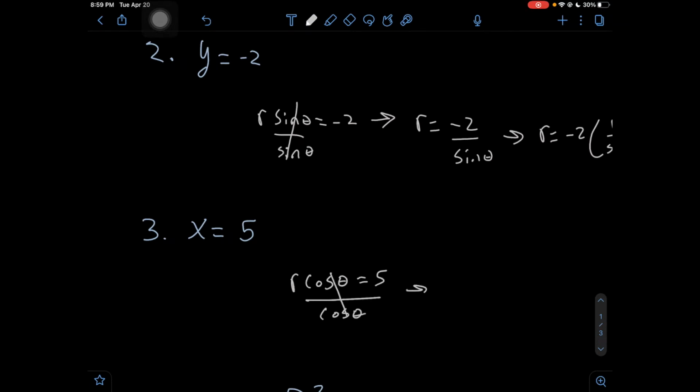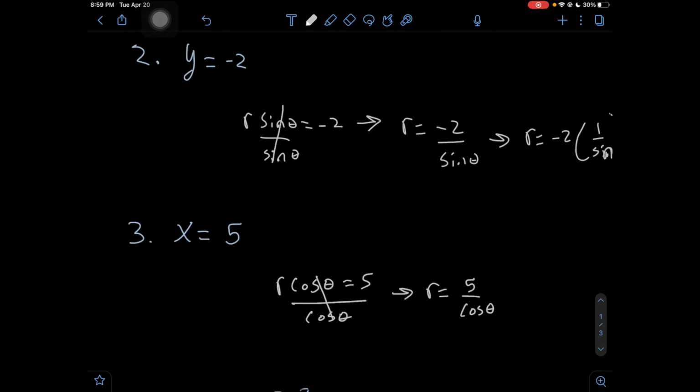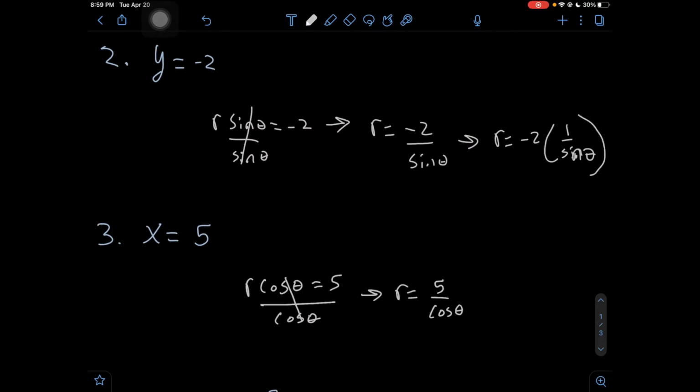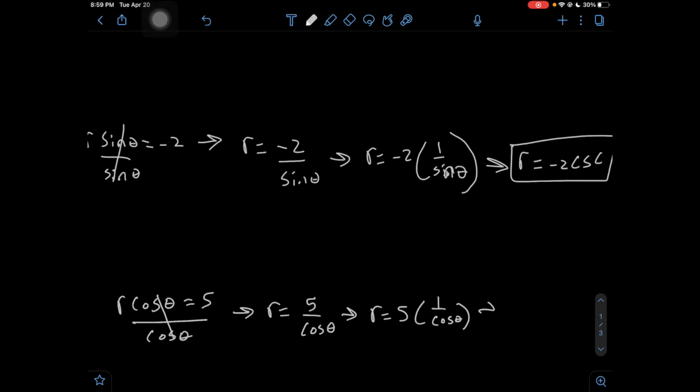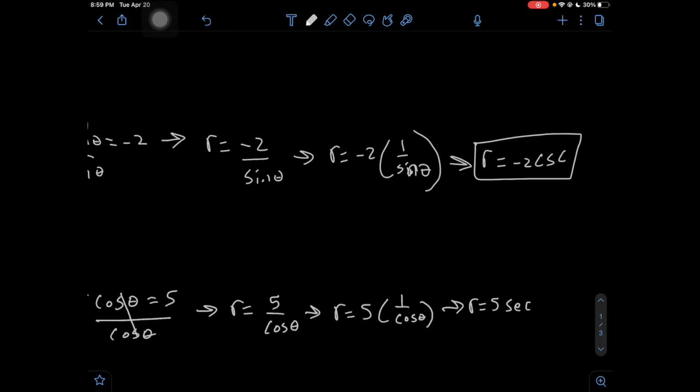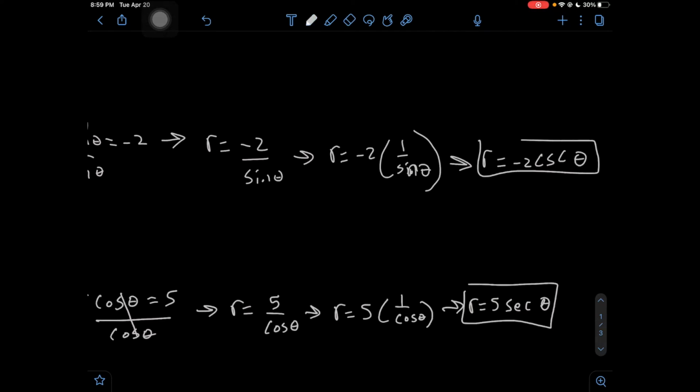We divide by that, so we get r equals 5 over cosine of theta, or you could multiply by 1 over cosine, whatever is easiest for you. So this is basically r equals 5 times 1 over cosine of theta. As we know, 1 over cosine of theta is just secant. So we have r equals 5 secant theta. And we should also add the theta for number 2, so r equals negative 2 cosecant theta. Those are our answers for 2 and 3.